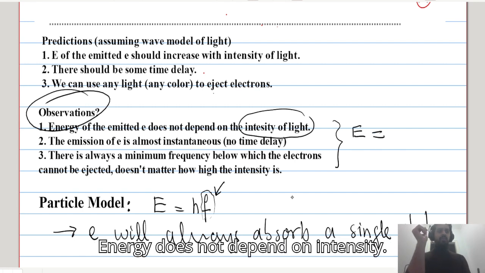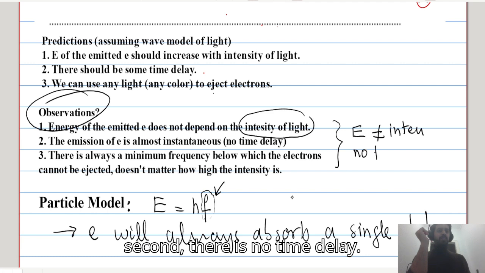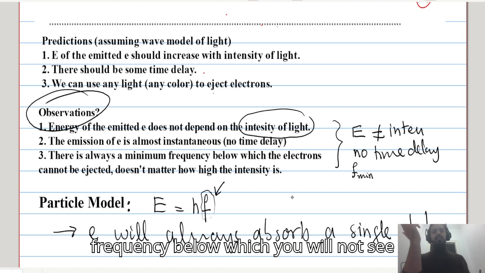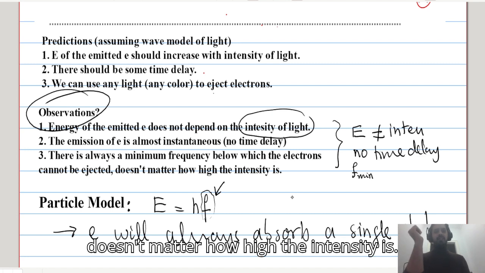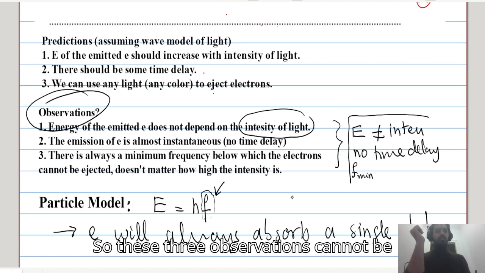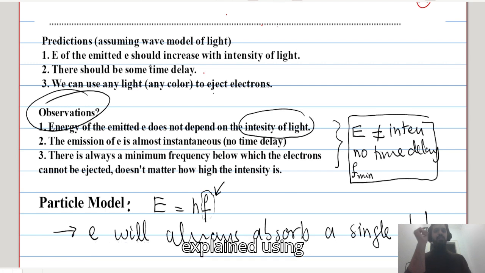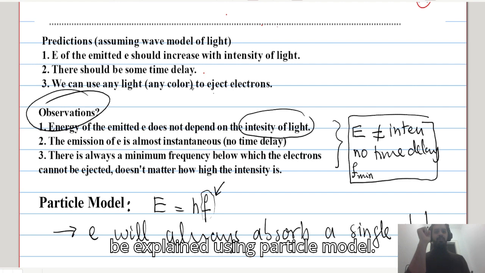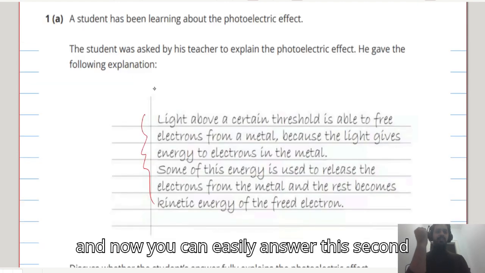Energy does not depend on intensity. Second, there is no time delay. And finally, there is always some minimum frequency below which you will not see any photoelectric effect. It doesn't matter how high the intensity is. So these three observations cannot be explained using the wave model, but the same observations can be explained using the particle model. And now you can easily answer this second question.